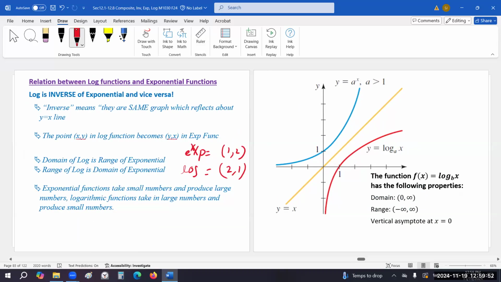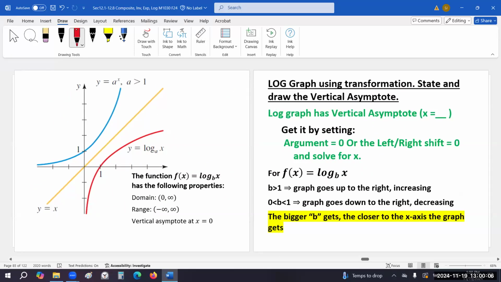Now, this is a log function, and this one is an exponential function. The inverse function will reflect about the line y equals x. About the asymptote, we said previously exponential has a horizontal one, so log has a vertical asymptote. The equation for the vertical asymptote is x equals some number. How do we get it? We take the argument, set the argument equal to 0, and solve for x. That's our vertical asymptote. In other words, it's a left-right shifting.